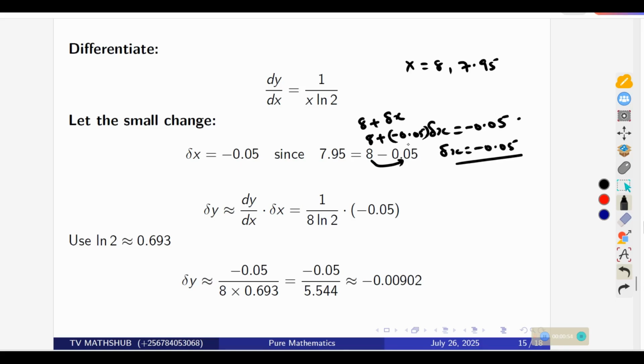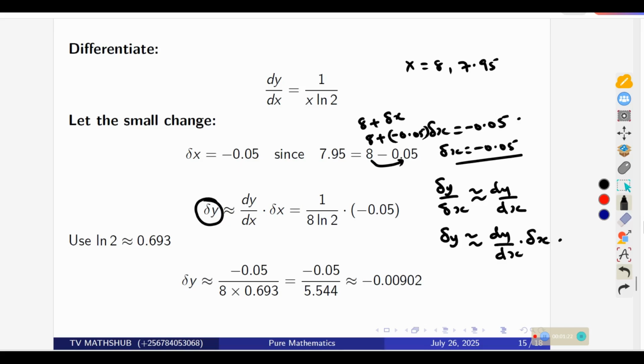After getting a small change in x, we can easily get a small change in y. We know the relationship between small changes, that is delta y over delta x is approximately equal to dy/dx. If that is so, then the small change in y is approximately equal to dy/dx times a small change in x.